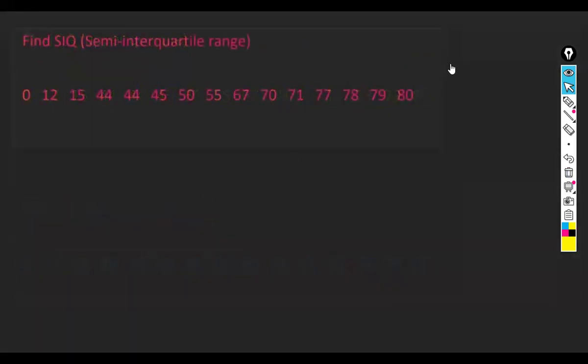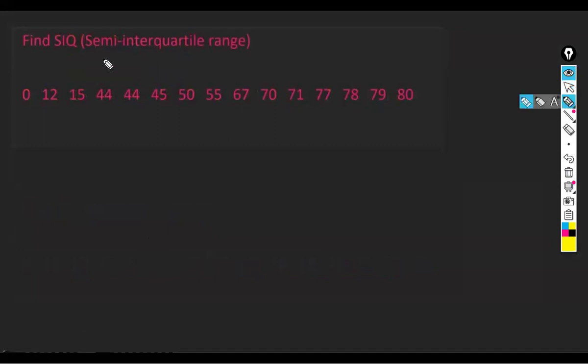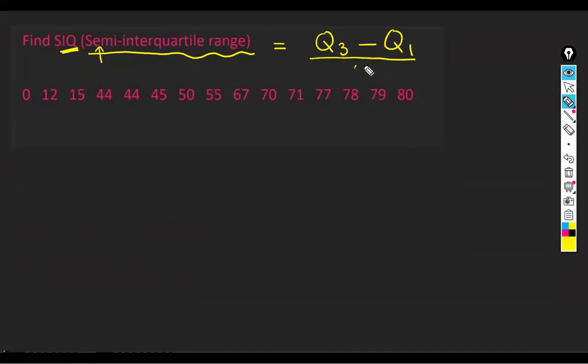Right, now there's one other thing we have to do, this is the same pirate question, right? Something called the semi-interquartile range, or SIQ. To find the semi-interquartile range, you take the answer for Q3 and minus the answer for Q1, just like how we found the interquartile range. But when you have the word semi, you have to divide it by 2. And that is it. You have to do nothing else with it.